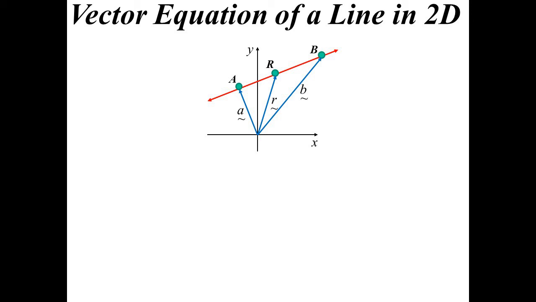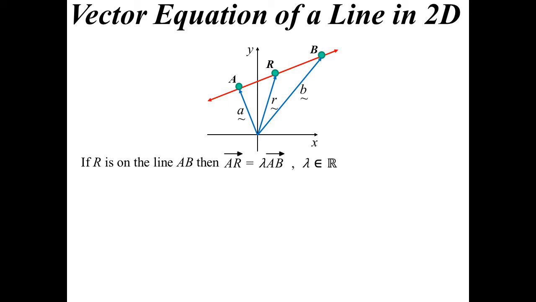A and B are 2 points that we know are on the line, and they would have position vectors of A and B. So R is lying on this line AB. So then what we know is the vector AR must be some multiple of the vector AB, because they're travelling in the same direction. It's just that their lengths are different. So that must be true.